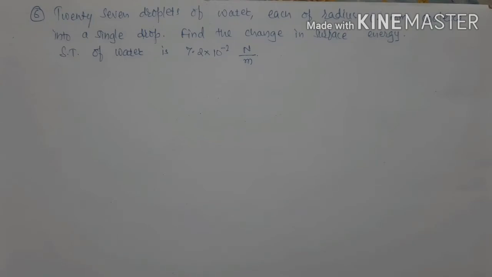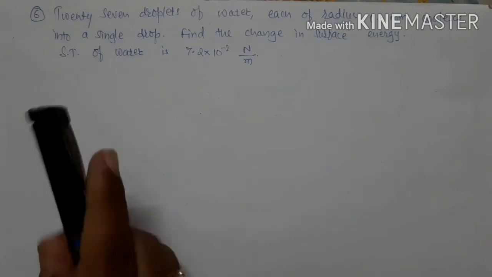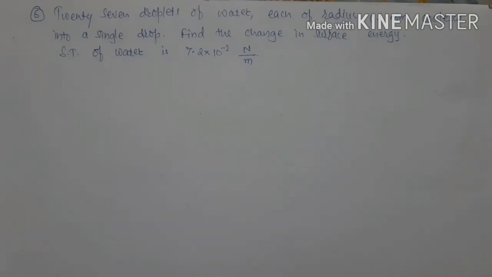We will read the problem line by line, then go for the derivation, and then by substituting the values at the end we will get the result. The problem is: 27 droplets of water, each of radius 0.1 millimeter, coalesced into a single drop. Find the change in surface energy. Surface tension of water is 7.2 into 10 to the power of minus 2 Newton per meter.